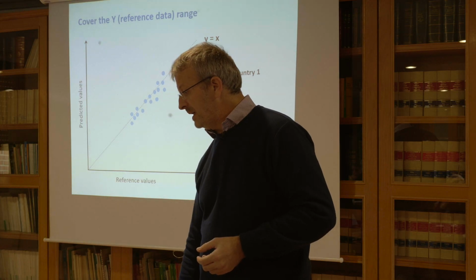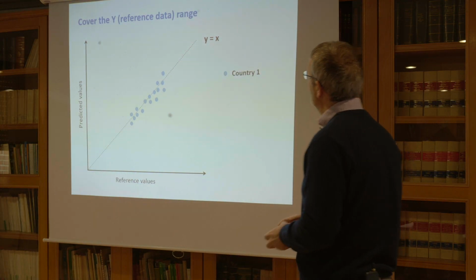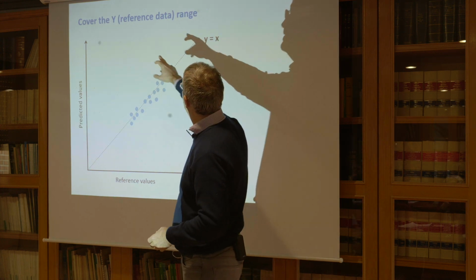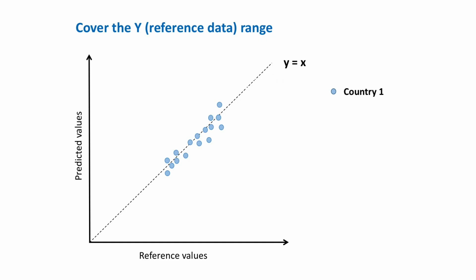For example, here it's represented the reference data range. You have the reference value, and we create models in one country, for example in Belgium. And if we want to predict in another country, sometimes we have this type of results. It means that our models don't cover this variability. It doesn't work.